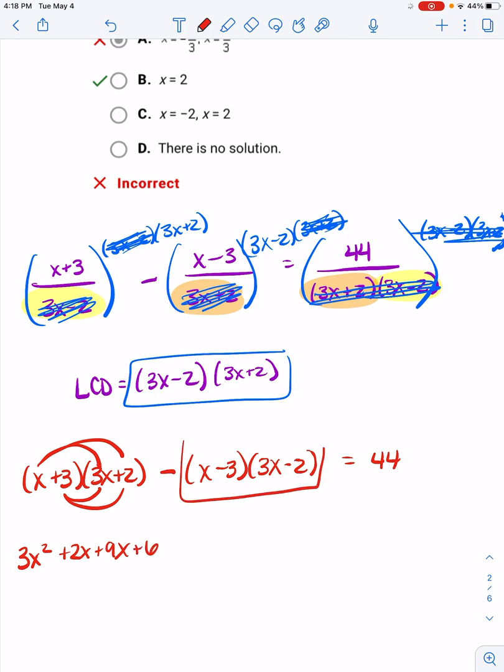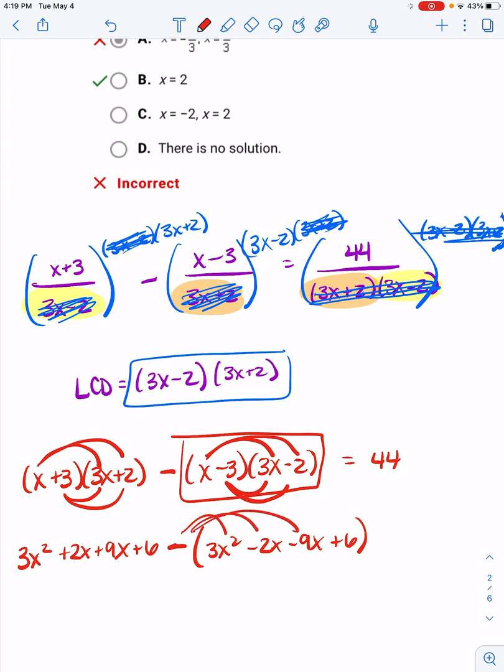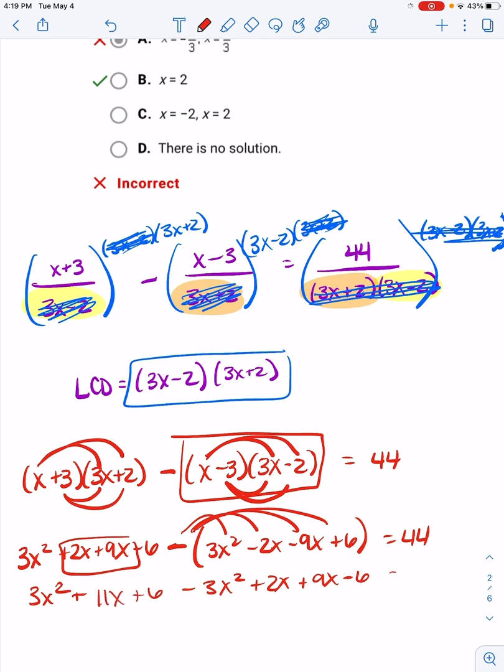Now, I'm going to do this part first, and then I'll distribute the negative here in a second. So minus, okay, x times 3x is 3x squared. X times negative 2 is negative 2x. Negative 3 times 3x is negative 9x. Negative 3 times negative 2 is positive 6. And now I need to distribute this negative. Okay, so this is actually negative 3x squared, positive 2x, positive 9x, negative 6. And this is 3x squared plus, I'm going to go ahead and combine those, 11x plus 6 equals 44.